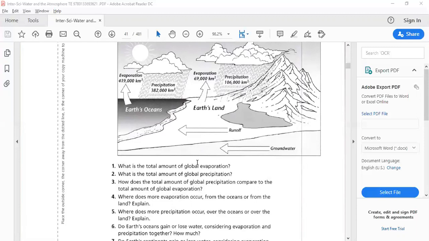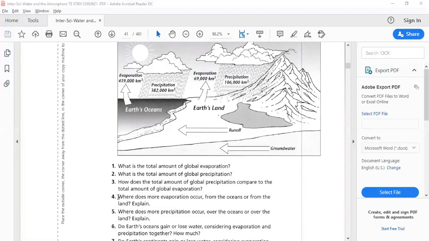Number two, what is the total amount of global precipitation? The total global precipitation will be the precipitation over the ocean and the precipitation over the land. It will be 106 and 382, so also 488. That's a complete water cycle. What is evaporating is getting back as precipitation again. Number three, how does the total global precipitation compare to the total global evaporation? They are equal because it's a water cycle.